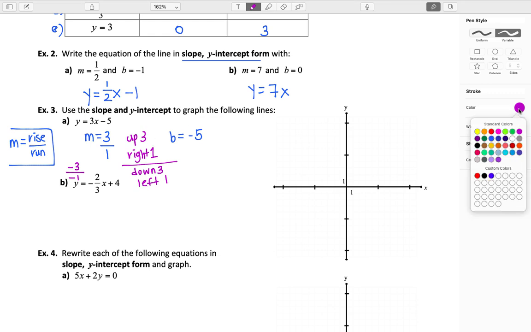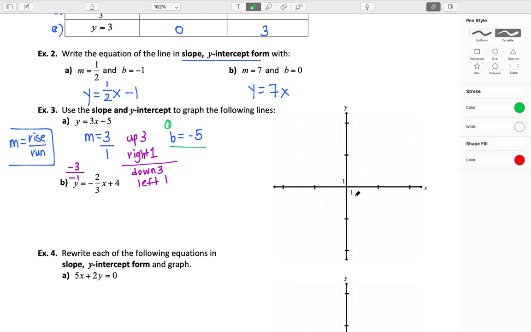So when you're graphing it, you always start with the y-intercept first. So this is your first step. Label your y-intercept on the y-axis, which is -5 here. And then from my y-intercept, we're going to go up 3 and right 1. So up 3: 1, 2, 3, and then right 1. So this point, if I have to write down the coordinate, it's going to be -2, 1.